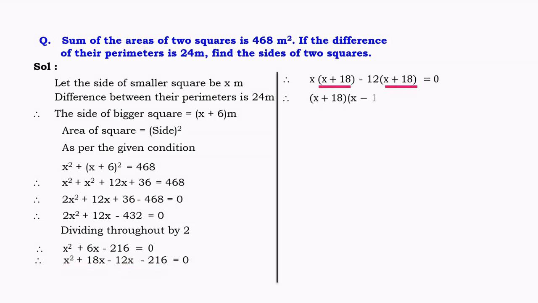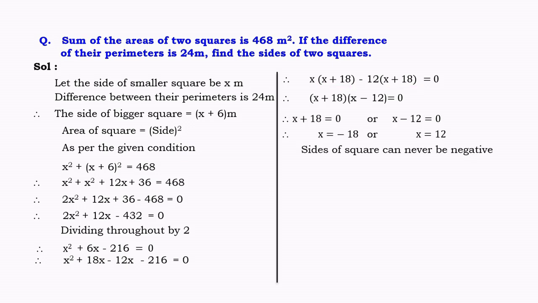Taking common factors, we get x multiplied by x plus 18 minus 12 multiplied by x plus 18 equals 0. Taking x plus 18 as the common factor, we obtain x plus 18 multiplied by x minus 12 equals 0. The quadratic equation has now been factorized. Since the product of two factors is 0, either factor can be 0.